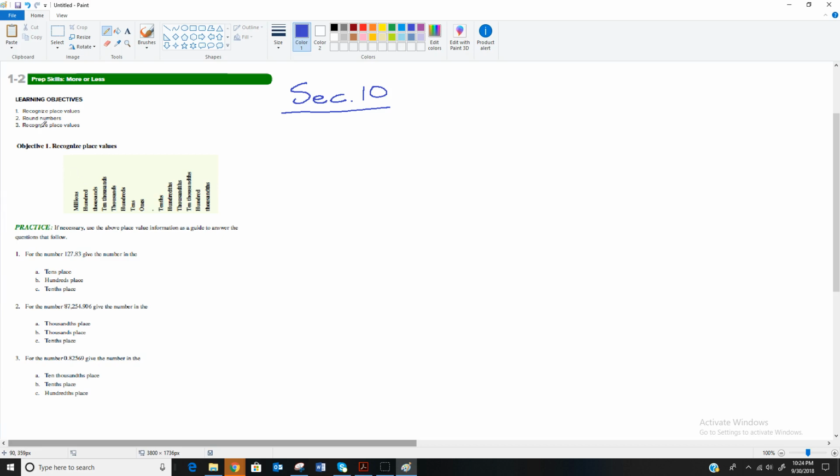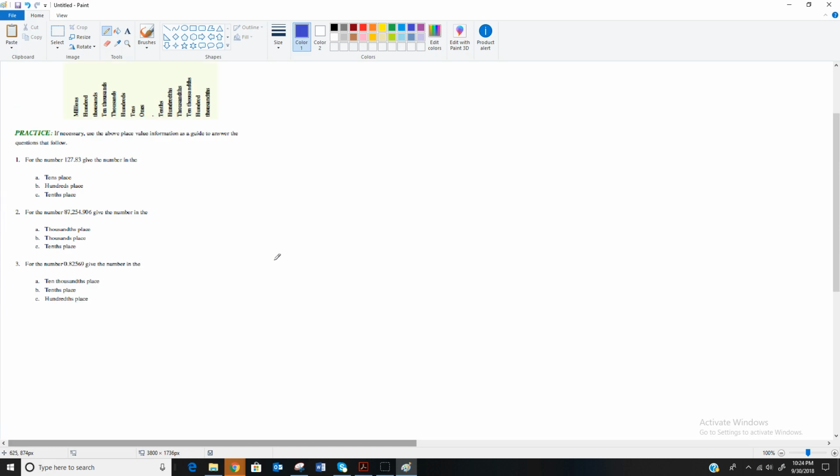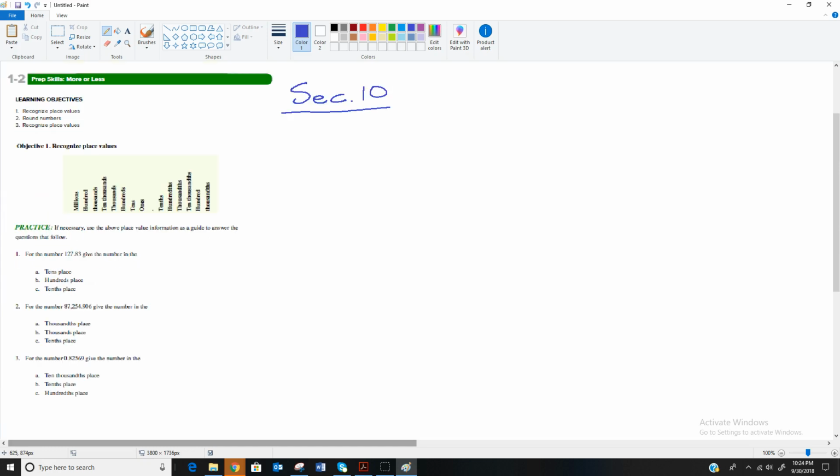Our learning objective right now is we're going to look at place values. This may have been something that you've seen before, but you may also need it as you answer questions. And so it's just nice to have a review on this.